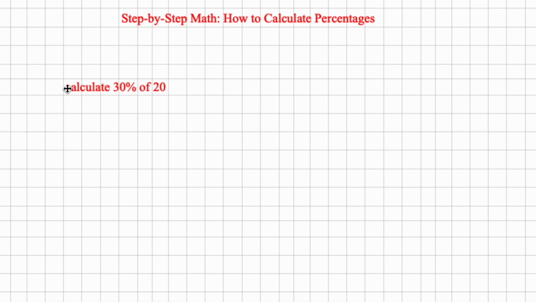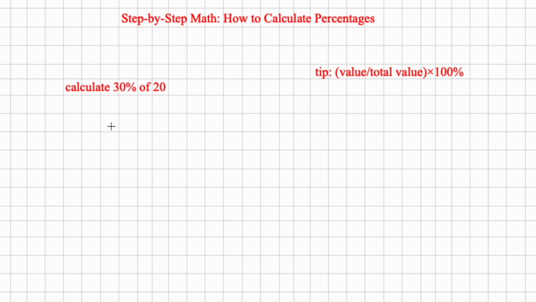Here we have a question asking us to calculate 30% of 20. So the first thing to do is always remember our equation, which is value divided by total value times by 100. In this case, we're going to have to rearrange that equation. So how are we going to do that?